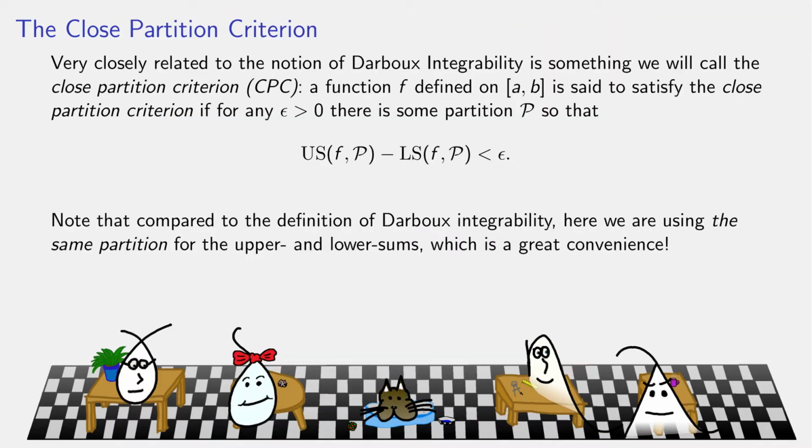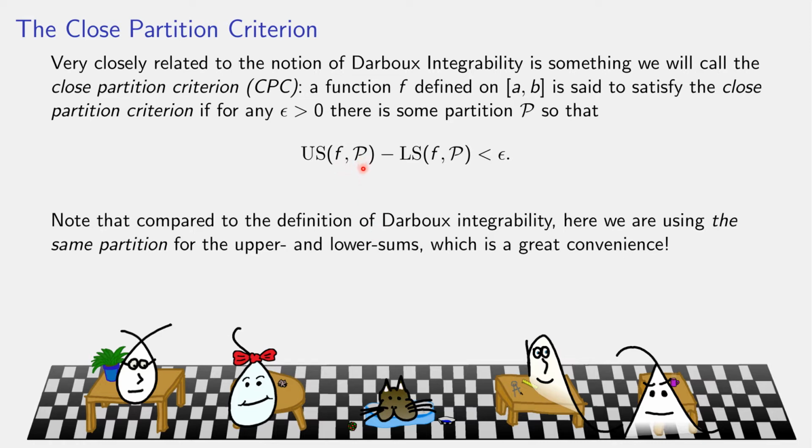Okay, so compared to the notion of Darboux integrability, what is worth pointing out is that for the close partition criterion, we're using the same partition. The upper sum minus the lower sum of the same partition needs to be small. For Darboux integrability, we needed something like, if delta is sufficiently small, if the partitions are sufficiently fine, and I take two different partitions, then the upper sum of the first partition and the lower sum of the second are close to each other. So this is way easier to satisfy.